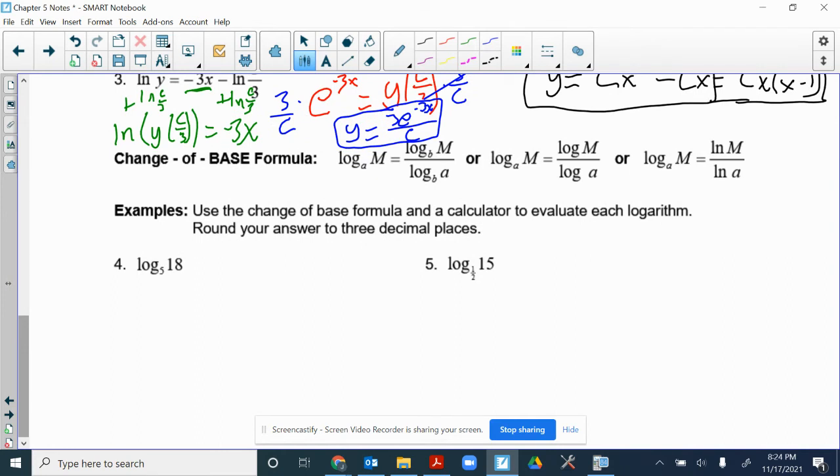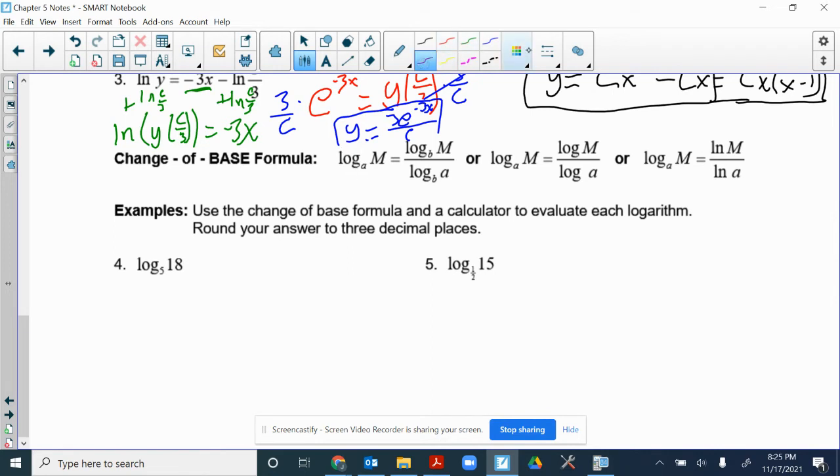Now, I will tell you this property used to be more useful than it is now, because if you had an older calculator, this was the only way you could do it. But now, like I said, with most calculators you can do logs of any base. With slightly older calculators, you could only do logs of base 10 and natural logs. So this is why this was really useful. But again, it's still a good property to know. And so it is called the change of base.